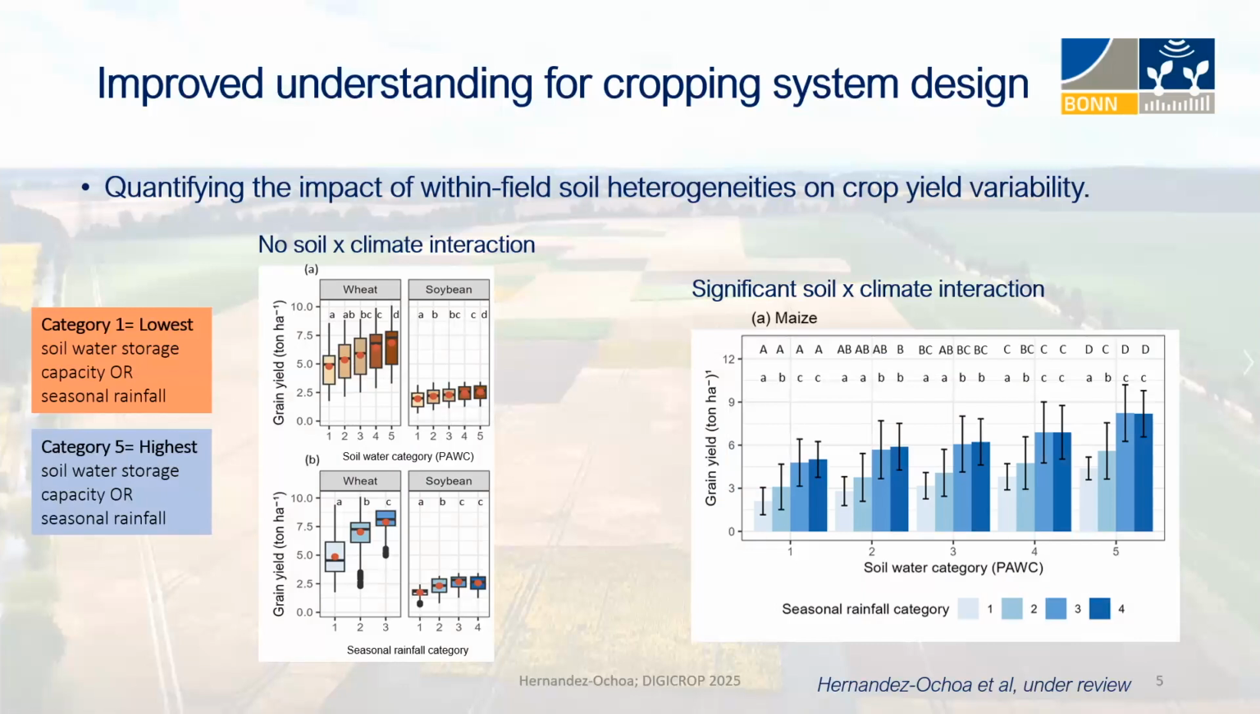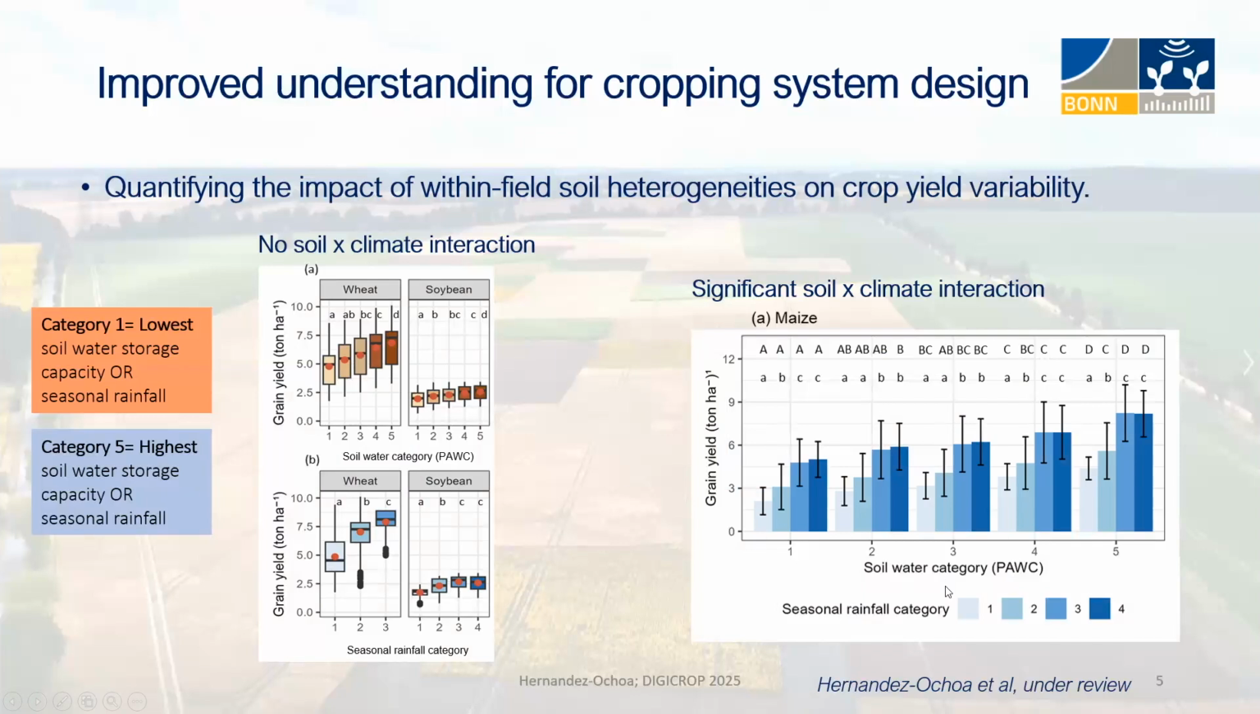And here are the examples for 3 of the crops that we considered for the simulations. So we can see that for wheat and the soybean, the grain yield progressively increased as the soil water category increased. And then for the seasonal rainfall instead, the wheat yield significantly increased as the seasonal rainfall increased. But for the soybean, actually, the highest seasonal rainfalls led to non-significant differences in the simulated grain yield.